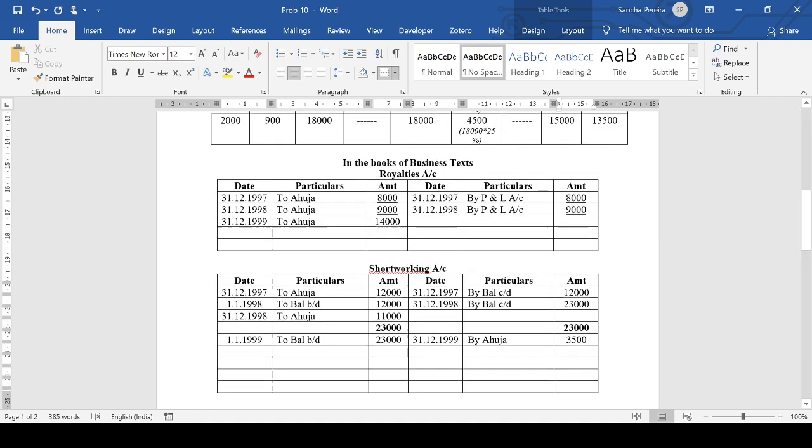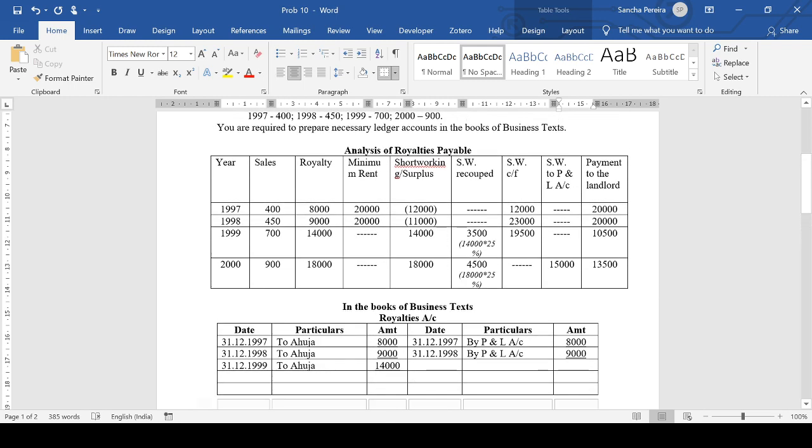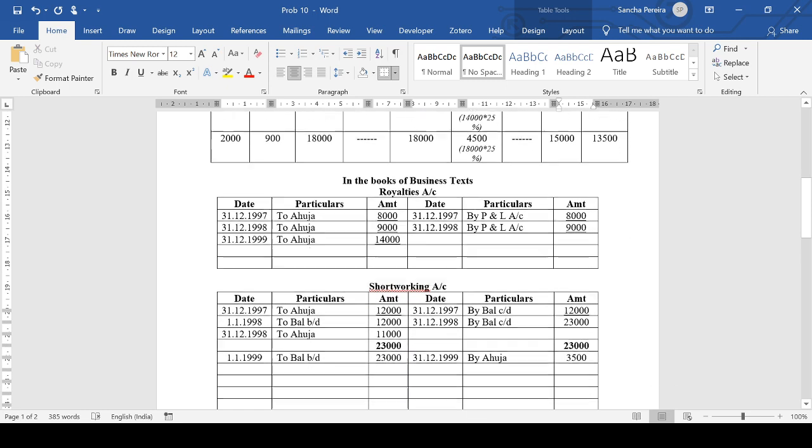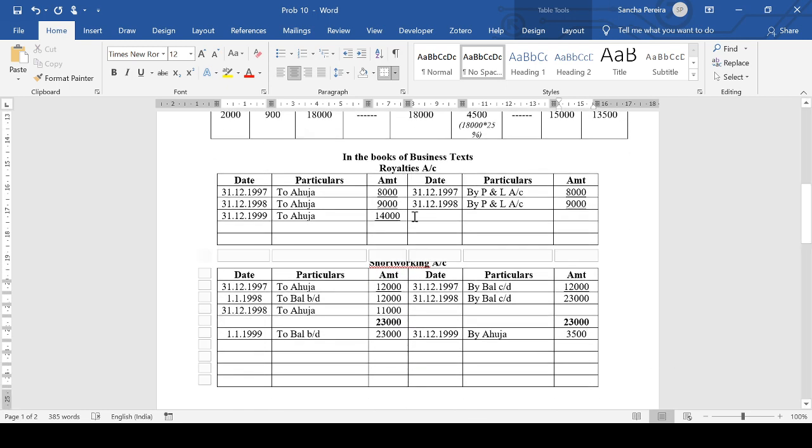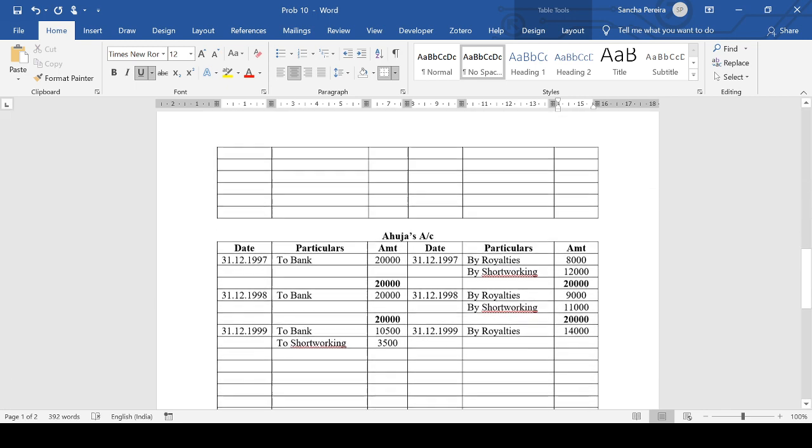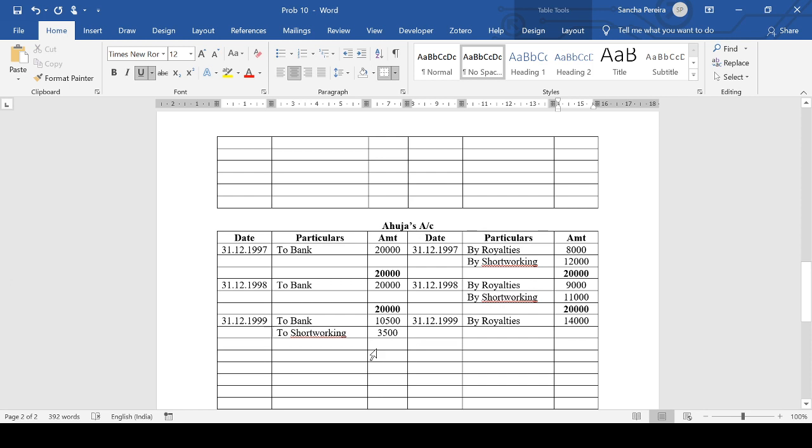Now, normally we can have another entry also here. In case there's any amount transferred to P&L account, any short working that couldn't be recouped that's transferred to P&L account, there'll be an entry P&L account debit to short working. But we don't have any transfer to P&L account, so we directly go to the last one where the royalties are transferred to the P&L account, by P&L account. That is 14. So let's close it. This tallies.